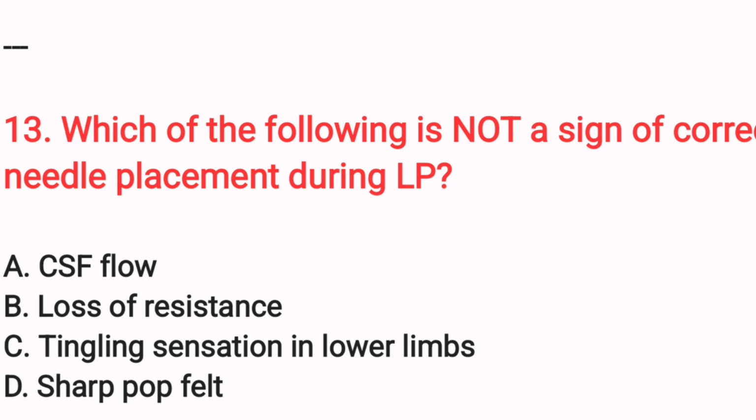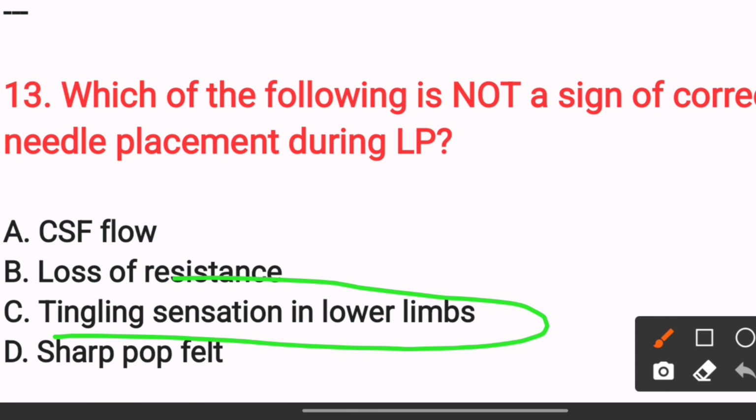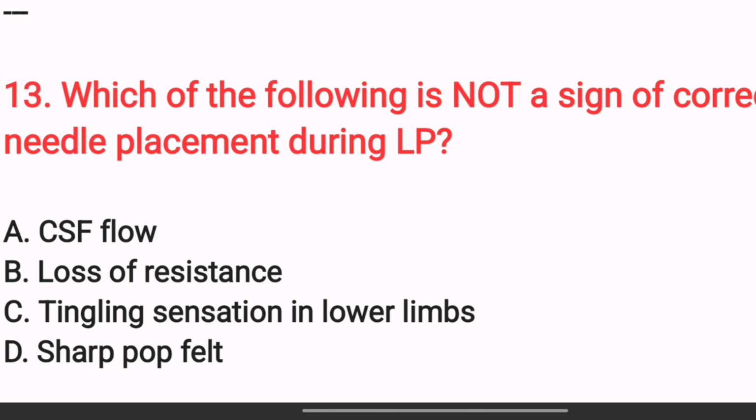Next, which of the following is not a sign of correct needle placement during the LP? Option A, CSF flow. Option B, loss of resistance. Option C, tingling sensation in lower limbs. Option D, sharp pop felt. The answer is option C, tingling sensation in lower limbs. Tingling may indicate nerve trauma, while the correct placement is confirmed by the CSF flow. The answer will be option C.